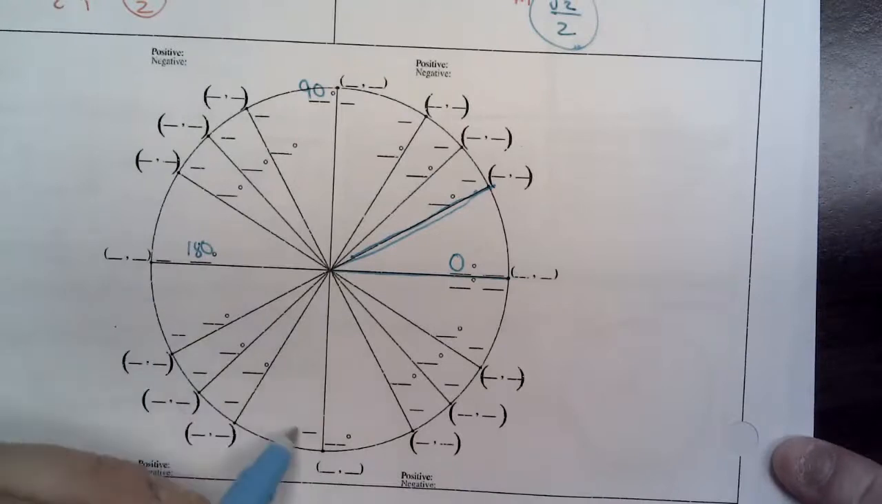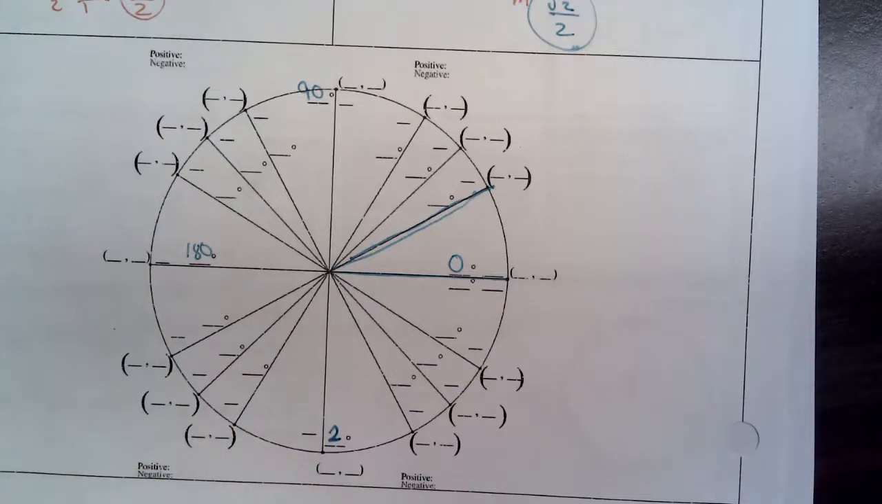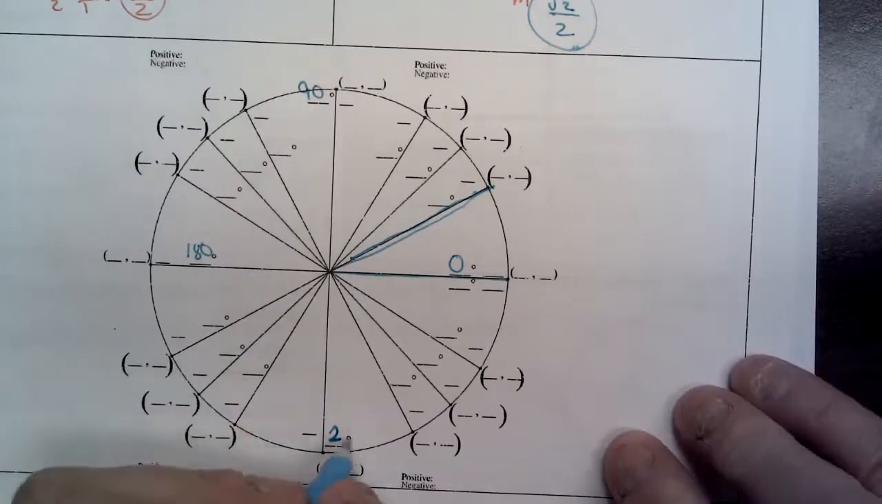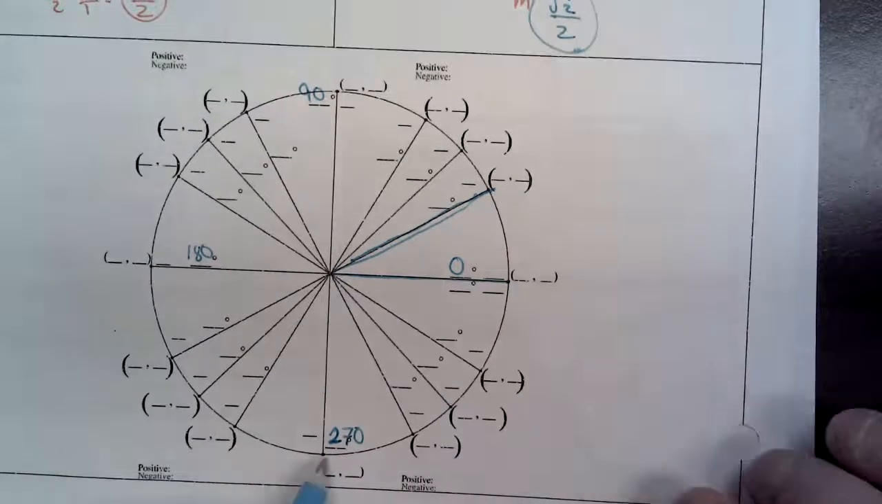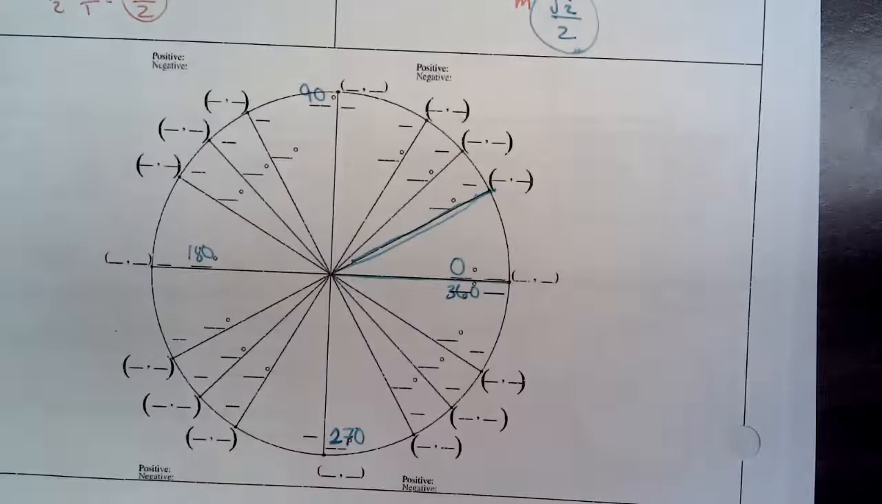Same thing down here, 180 plus another 90 is 270. I thought it was 270, but I couldn't remember. All right. And then here we're back up to 360 degrees.